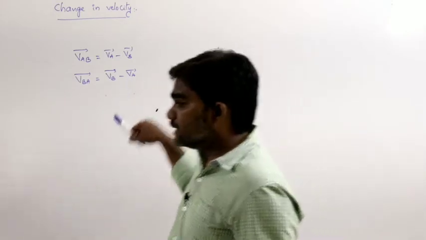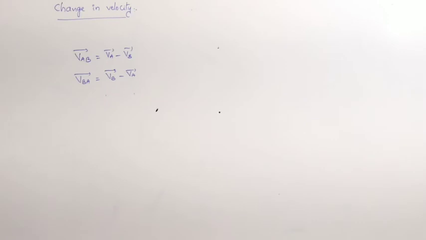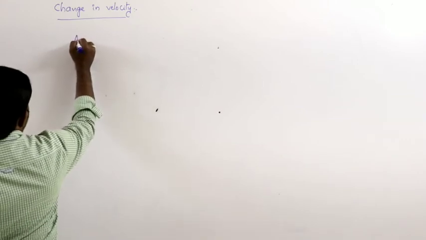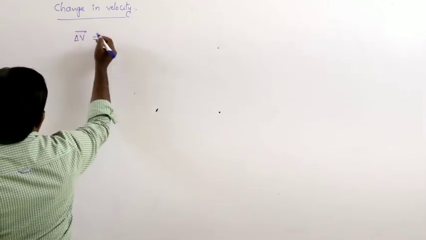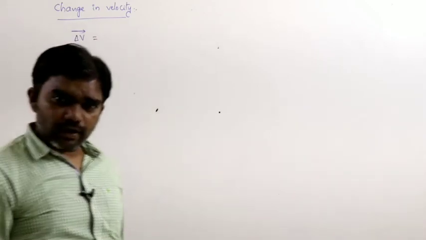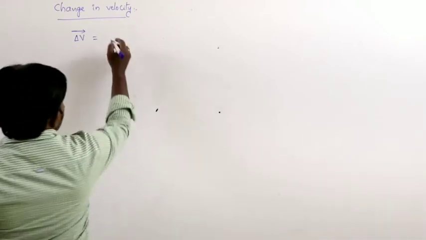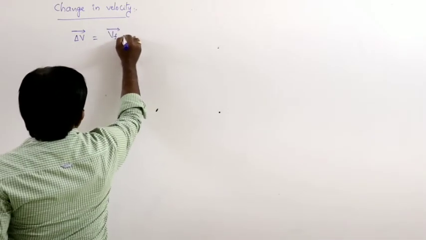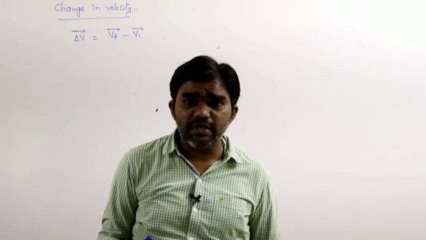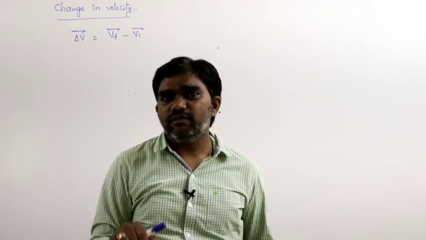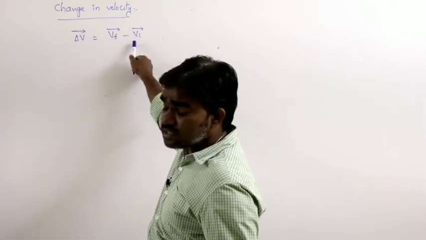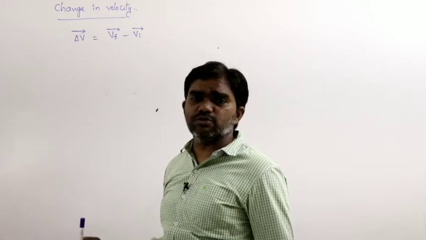But here, how can you define change in velocity? Change in velocity is generally denoted with delta V bar. Change means we must always write final velocity vector minus initial velocity vector. Always this is the formula. Change means always final minus initial, final velocity vector minus initial velocity vector.